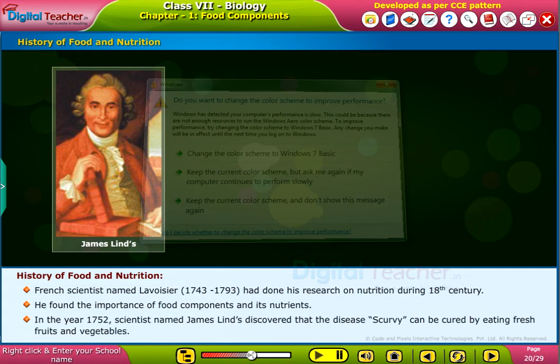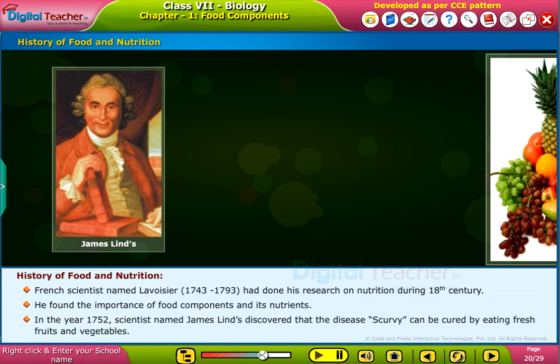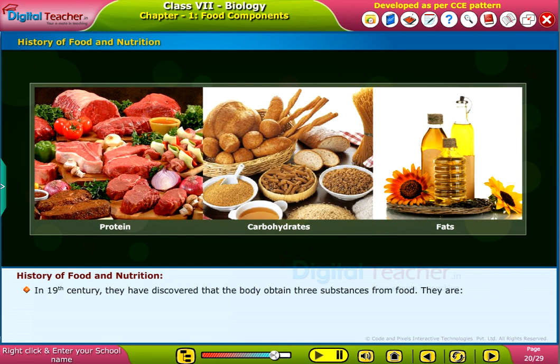In the year 1752, scientist James Lind discovered that the disease scurvy can be cured by eating fresh fruits and vegetables. In the 19th century, they discovered that the body obtains three substances from food. They are proteins, fats, and carbohydrates.